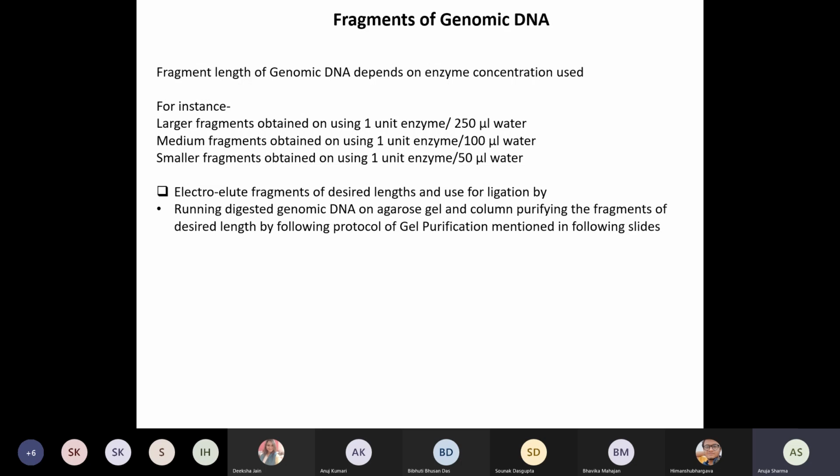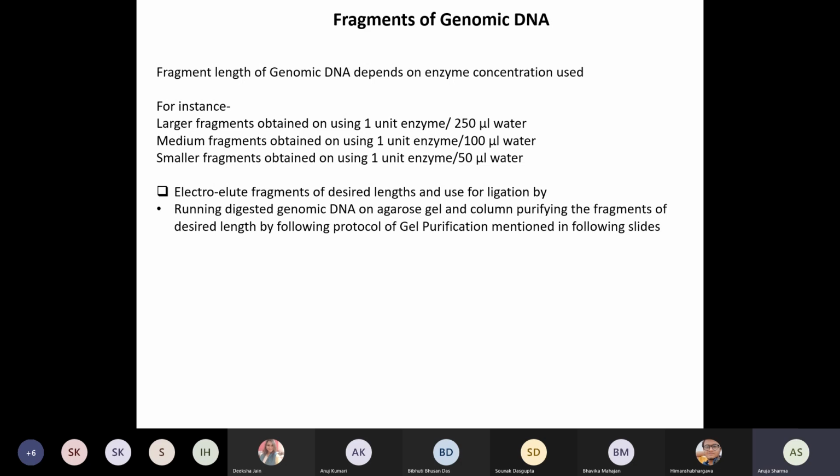And the same depends on the time we are using. Supposedly, you are putting the digestion for a larger period of time, then you can get multiple smaller fragments, as compared to suppose you are just taking out the reaction in just 1 hour or so, then you can get medium to larger fragments from it.